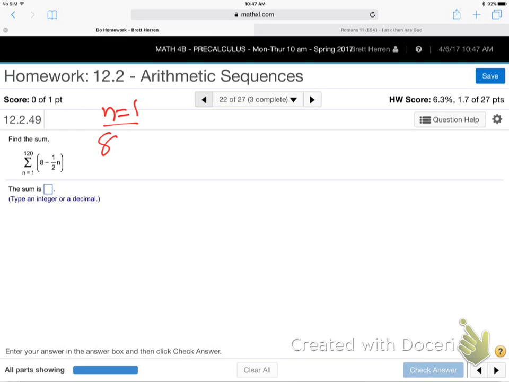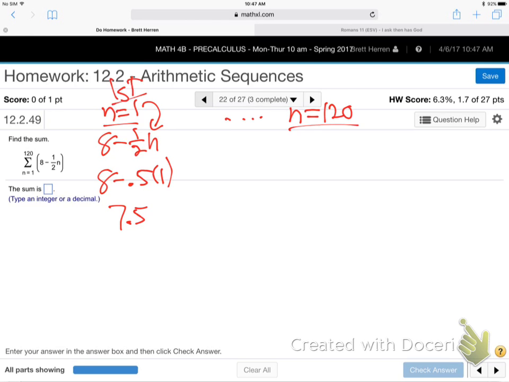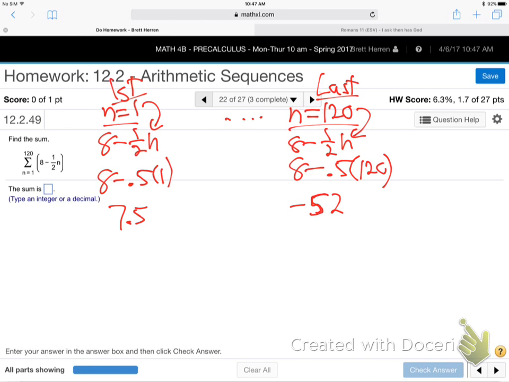Plug it in, equals 8 minus a half n. You can use decimals if you prefer. That'd be 7.5. Half's 0.5, right? And then I'm just going to go dot, dot, dot. And then I'm going to jump all the way to the last. There's the first term and the last term. That's all I really need. 8 minus a half n, plug in 120. 8 minus 0.5 times 120, 60, is 8 minus 60, negative 52. That's the last term.